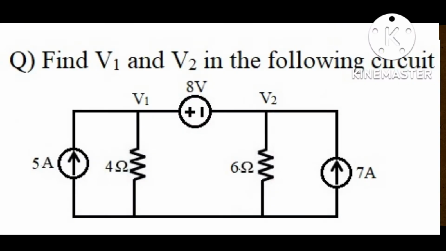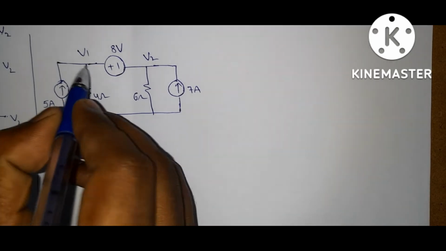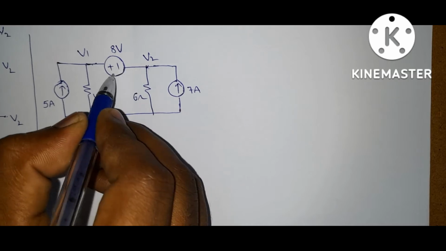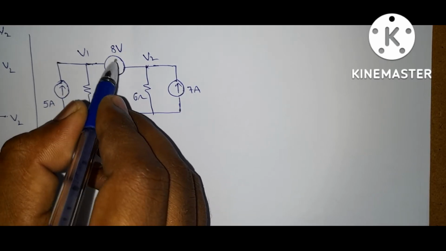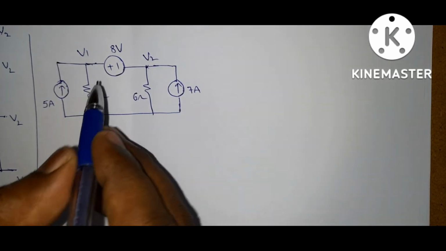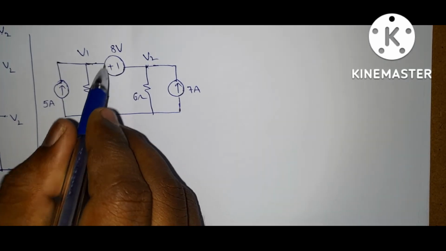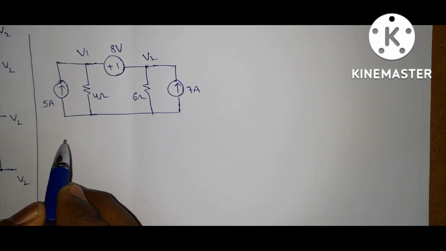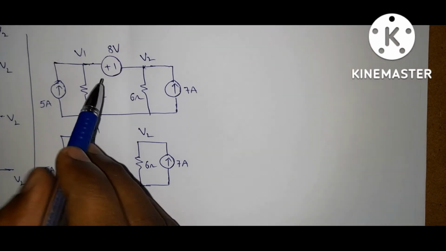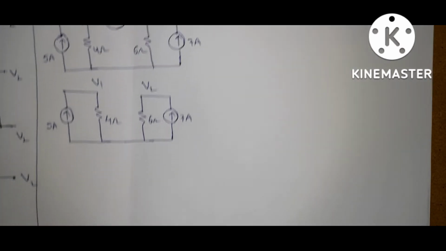Now let us solve some problems on this technique. The first question is: find V1 and V2 in the following circuit. This is the given circuit. In between these two nodes there exists an independent source, 8 volts. So we need to apply the supernode technique. First open the independent source. If you open the independent source, the circuit becomes like this.